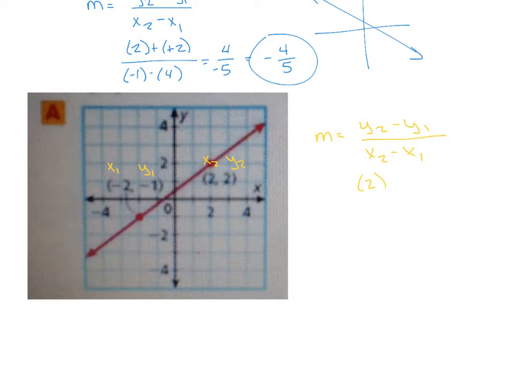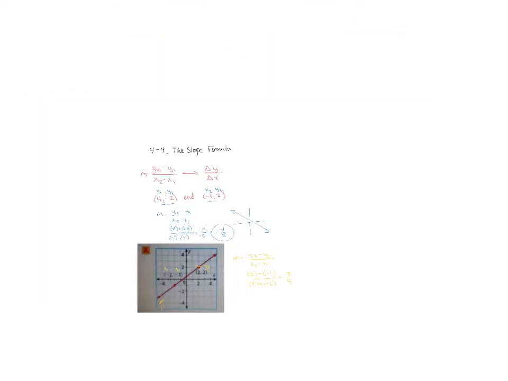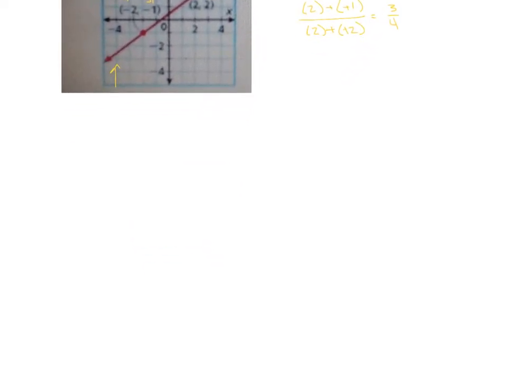y2 is 2 minus y1, which is -1, over x2, which is 2 minus x1, which is -2. These change positive, these change positive. 2 plus 1 is 3, 2 plus 2 is 4. That's positive. So as you can see, this slope is positive. The slope of that line is positive if you were to compare it with your pictures from the last lesson. So now we're going to find the slope from a table.